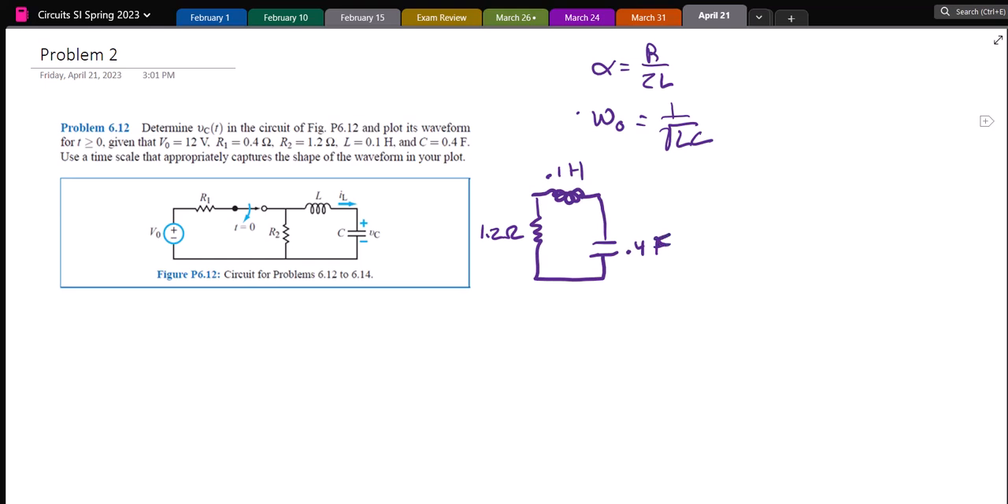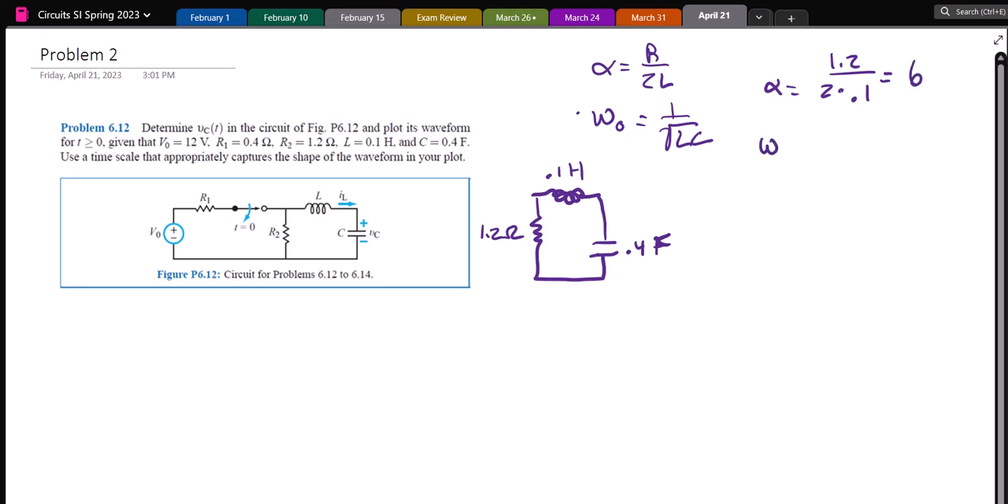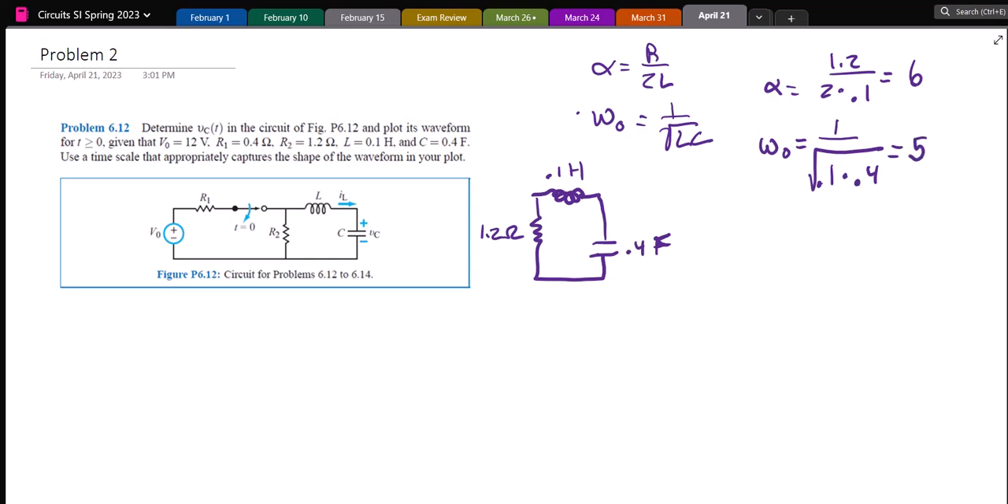So alpha is 1.2 over 2 times 0.1, which is 6, and omega naught is 1 over the square root of 0.1 times 0.4, and that is 5. So we have that alpha is greater than omega naught, so that's overdamped.